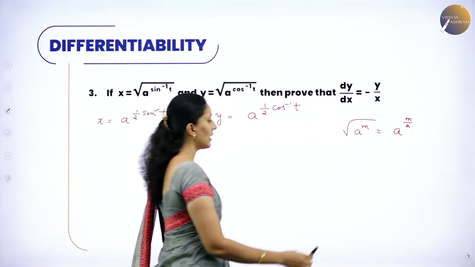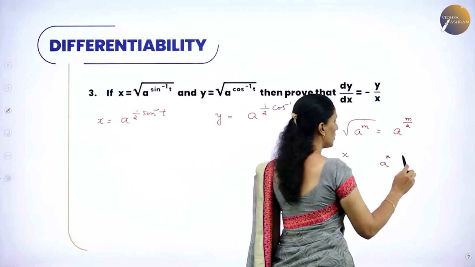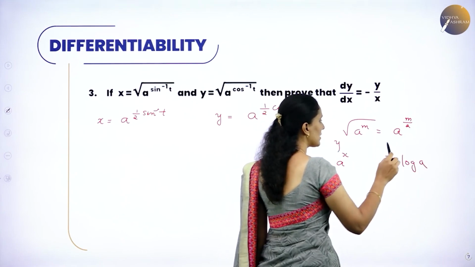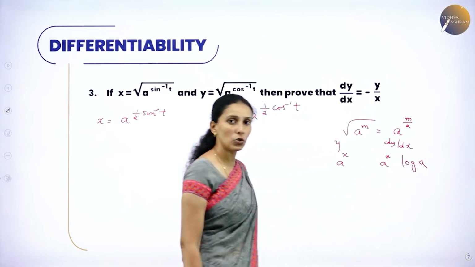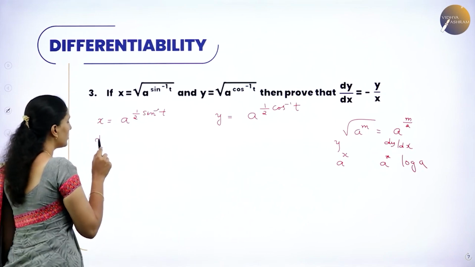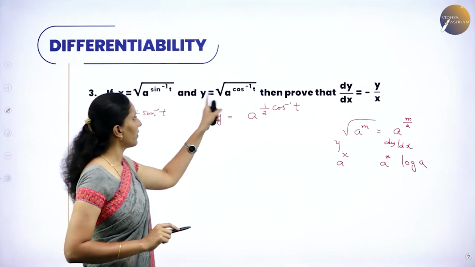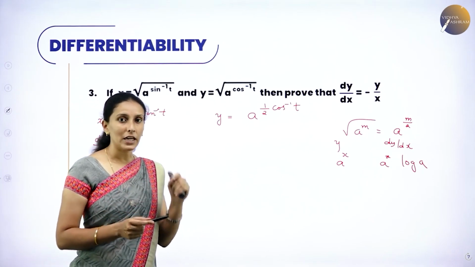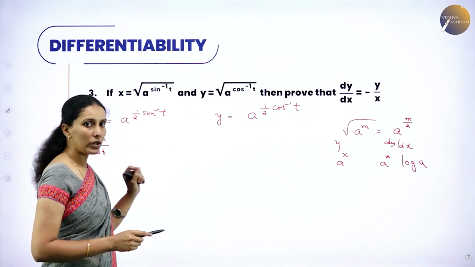Now what is the derivative of a power x? It is a power x into log a. So whenever y is a power x, dy by dx of a power x is a power x into log a. That is why here I am differentiating with respect to t, because this is clearly a parametric function. Both x and y are expressed in terms of t. That is why you have to differentiate the equations with respect to t.